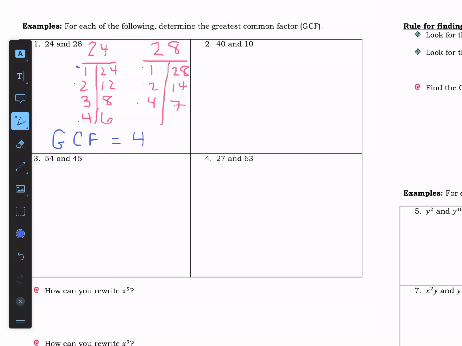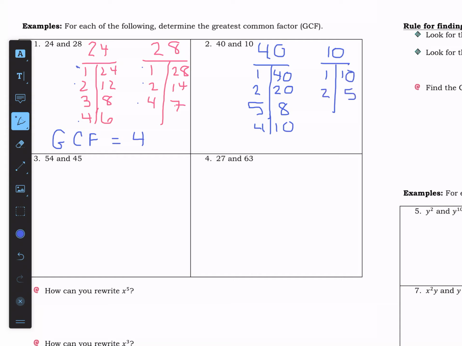All right, let's move on to question number 2. So now we're doing it with 40 and 10. So we are going to list our factors of 40. So 1 and 40, 2 and 20, 5 and 8, and 4. Oh, I forgot 4 and 10. Okay, and now let's list our factors of 10. So 1 and 10, and 2 and 5.